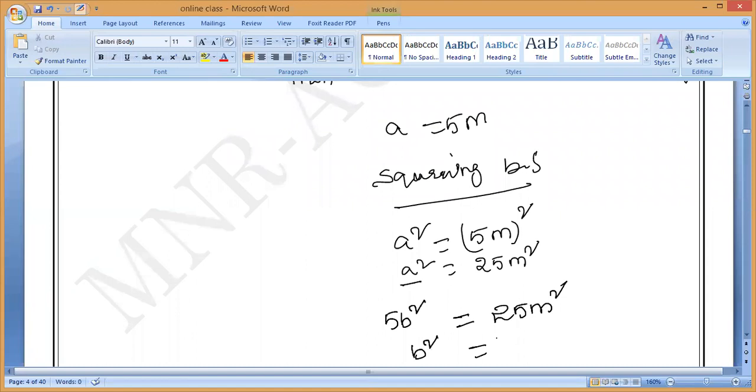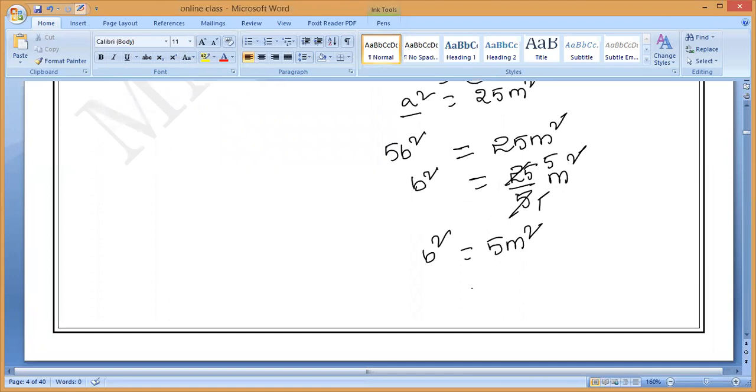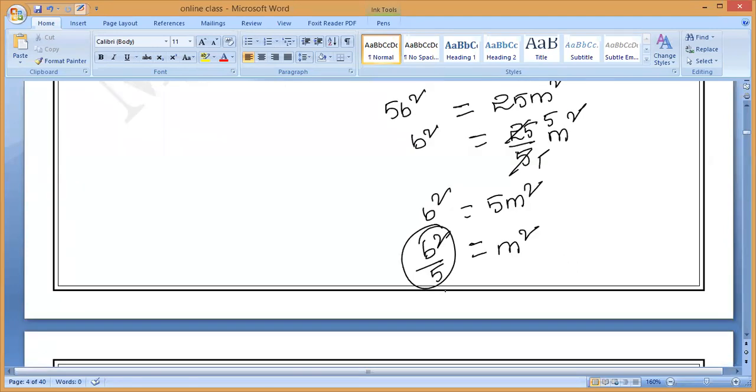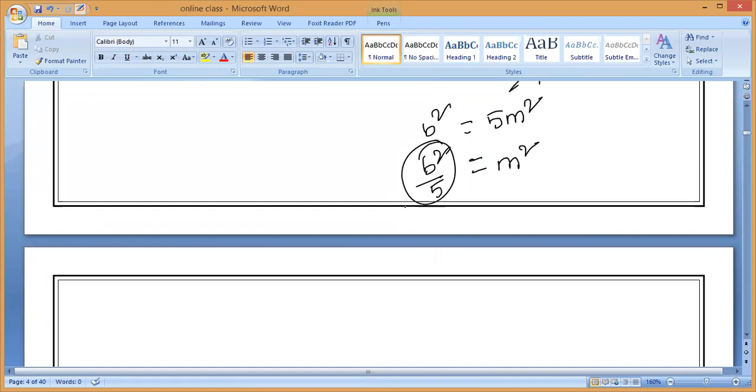Write the equations for B square and M square individually. B square equal to 25 by 5 into M square. 5 fives are 25, so B square equals 5M square. So M square equals B square divided by 5. This is the theorem. According to theorem 1.3, 5 is a prime number. If 5 divides B square, then 5 divides B also.